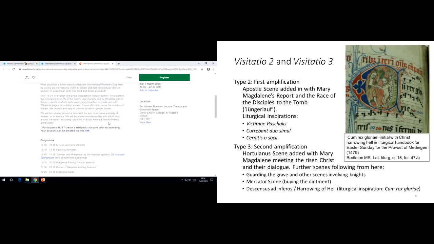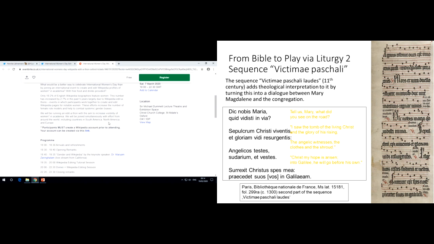turns the dialogue, which is just implied in the Bible, between Mary Magdalene, who returns from the tomb to tell the apostles, into an actual conversation between the apostles, who ask, Dic nobis Maria, quid vidisti in via? What have you seen? So report on us. And then it's a first-person narrative of Mary Magdalene, who tells the apostles what she has seen.